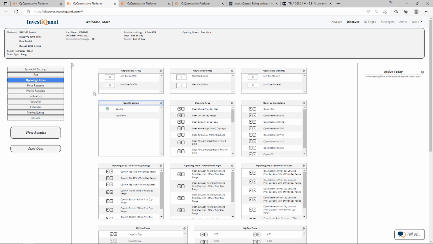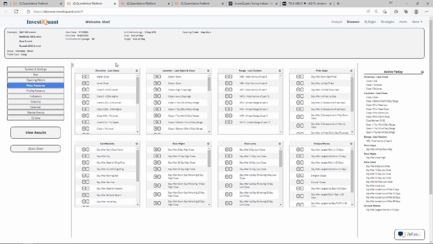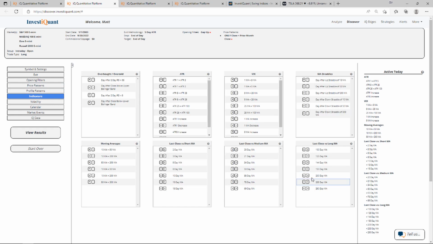And the next thing I'm going to do is add a little bit of context around what has happened this month. And currently we are trading below the prior month closing price. I'm going to add that to the test by going to the active today and looking at the location of the last close and saying that the close was below prior month close. So I've added that. Next thing I want to do is go to the indicators library, say that we close below a 200-day simple moving average.